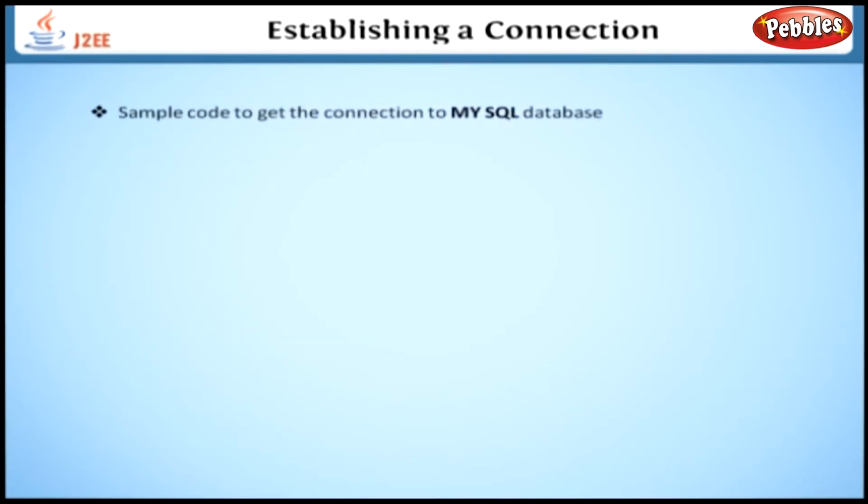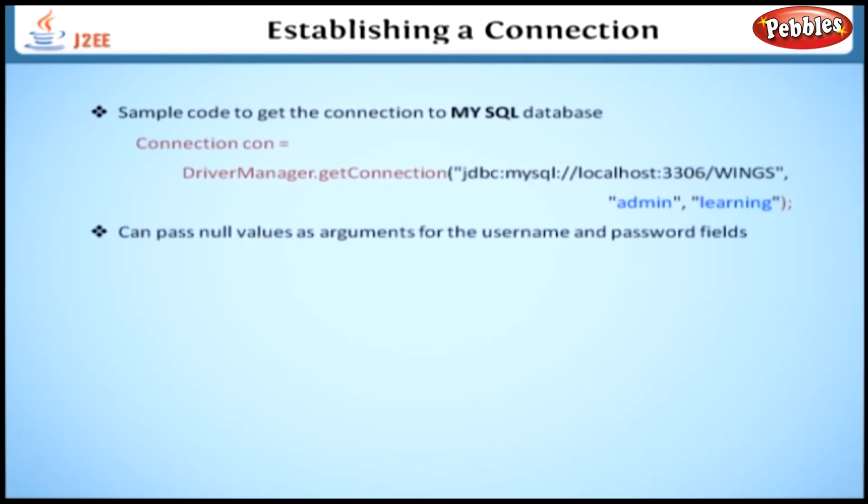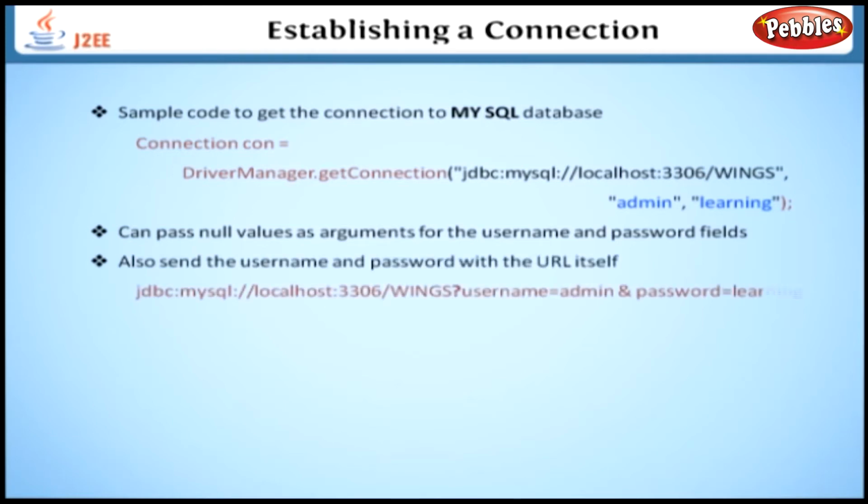Sample code to get the connection to a MySQL database will be like this. The admin is the username and learning is the password. If the connection doesn't require you to log in, you can pass null values as arguments for the username and password fields. We can also send the username and password with the URL itself like this. And we can get the connection by using this code.